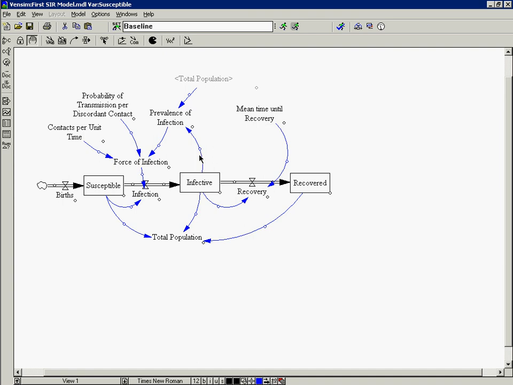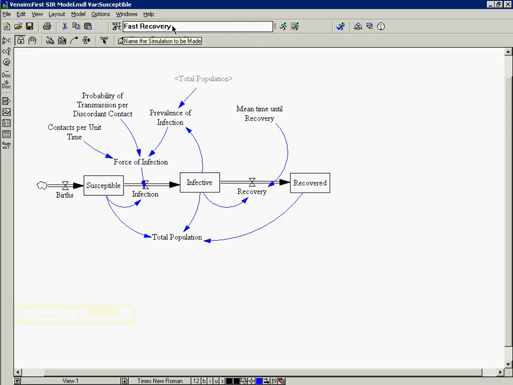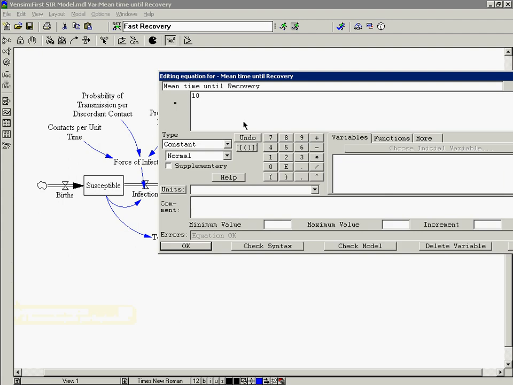So what I'd like to do is, first of all, so we don't overwrite the scenario, this is important, we're going to call this scenario fast recovery, okay? Say fast recovery. And actually, by just going up and typing that and pressing enter, it actually ran it. But let's go define the value of this variable for fast recovery. We're going to bring it down from mean time until recovery from 10 to 5, okay? I'm going to say fast recovery. Okay, so we just changed this.